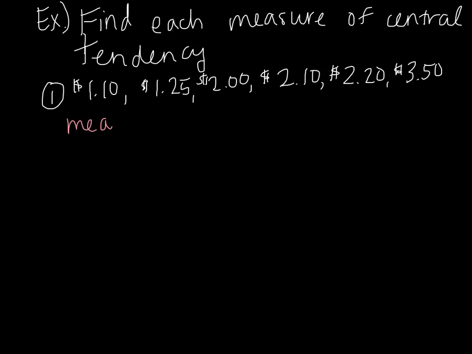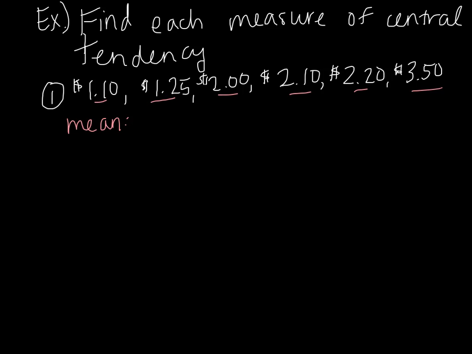How we're going to do that is I'm going to make sure I label everything clearly so that I don't mess up and forget a part. So for my mean, I need to add up $1.10, $1.25, $2, $2.10, $2.20, $3.50. Okay, so to save a little space, I'm going to combine these and tell you what the answer is.